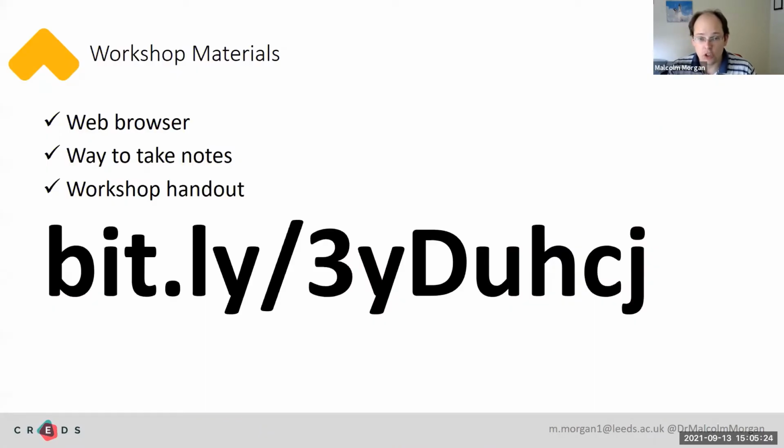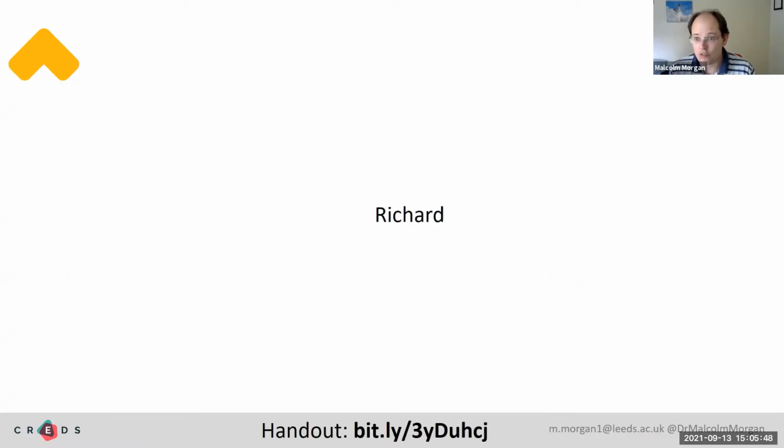The things you're going to need for this workshop today are your web browser, because we're going to be using the Carbon Place tool. I suggest you have a way to take notes, whether that's on your computer or just pen and paper. And as I said, you need the handout. So here's the link again, nice and big. If you haven't got the handout, please get it now, and I will pop it into the chat again as well. So I'm going to hand over now to Richard, who's going to take you on our carbon journey.